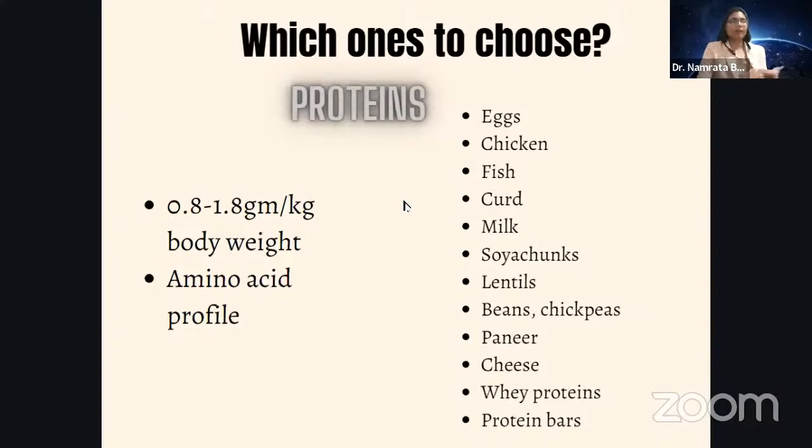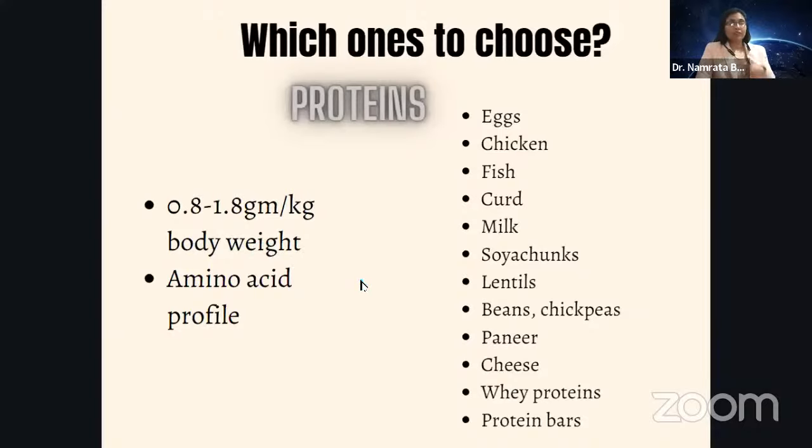So they have these ready-made amino acids. Now, if we go into details, it will be a big lecture. So it's like essential amino acids, the 9 amino acids easily available in all these, whatever sources I've listed. There are many others. But one thing we have to say is 0.8 to 1.8 grams per kg body weight is your protein requirement.